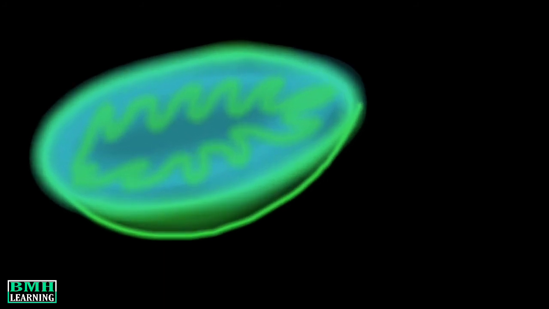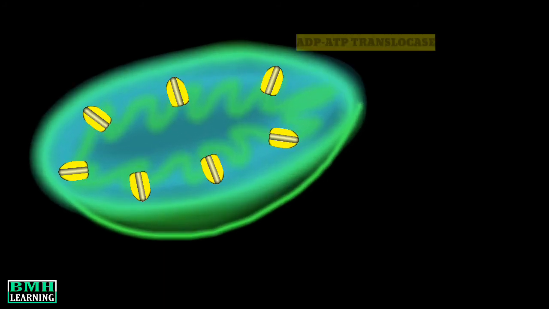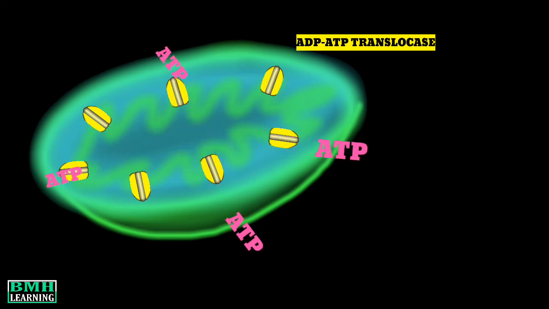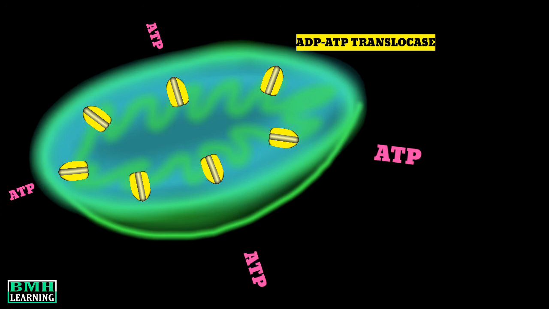So we have our mitochondria. The inner mitochondrial membrane harbors the ADP-ATP translocase. ATP is synthesized in the mitochondrial matrix via oxidative phosphorylation. To use the ATP for cellular functions, the ATP molecules get into the cytoplasm through these carrier proteins.